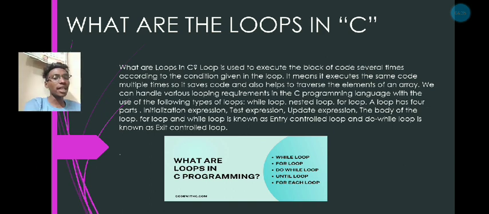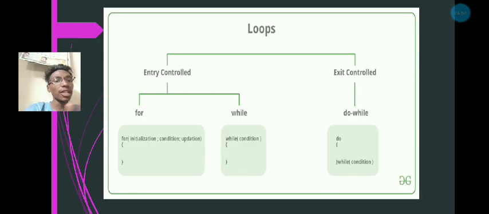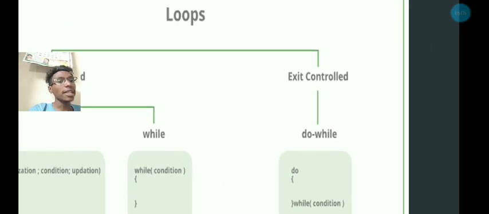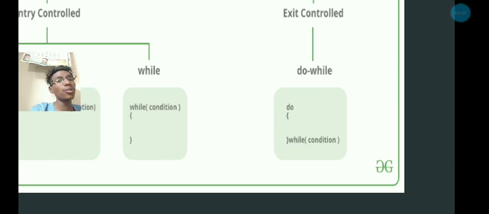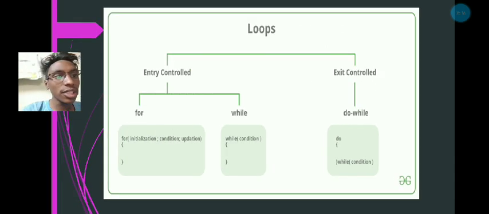A loop has four parts: initialization expression, test expression, update expression, and the body of the loop. For loop and while loop are known as entry control loops, and do while loop is known as an exit control loop. For loop has initialization, condition and update. For while loop we must have only the condition, and here we must have increment or decrement according to the condition. Under exit control loop we have the do while loop. First the body will be executed at least once, even if the condition is false.